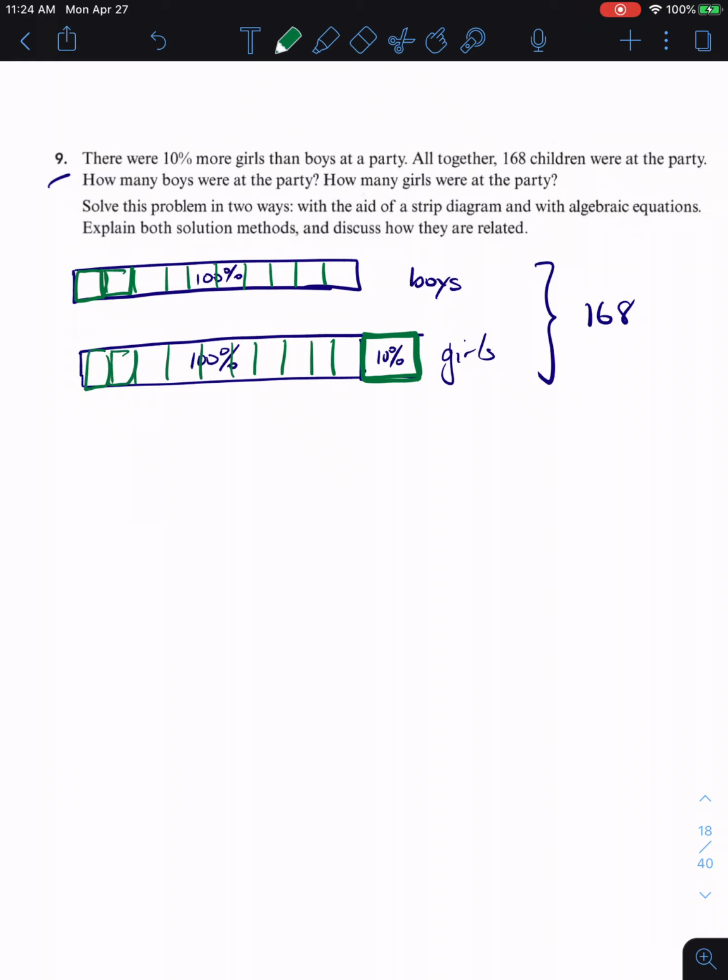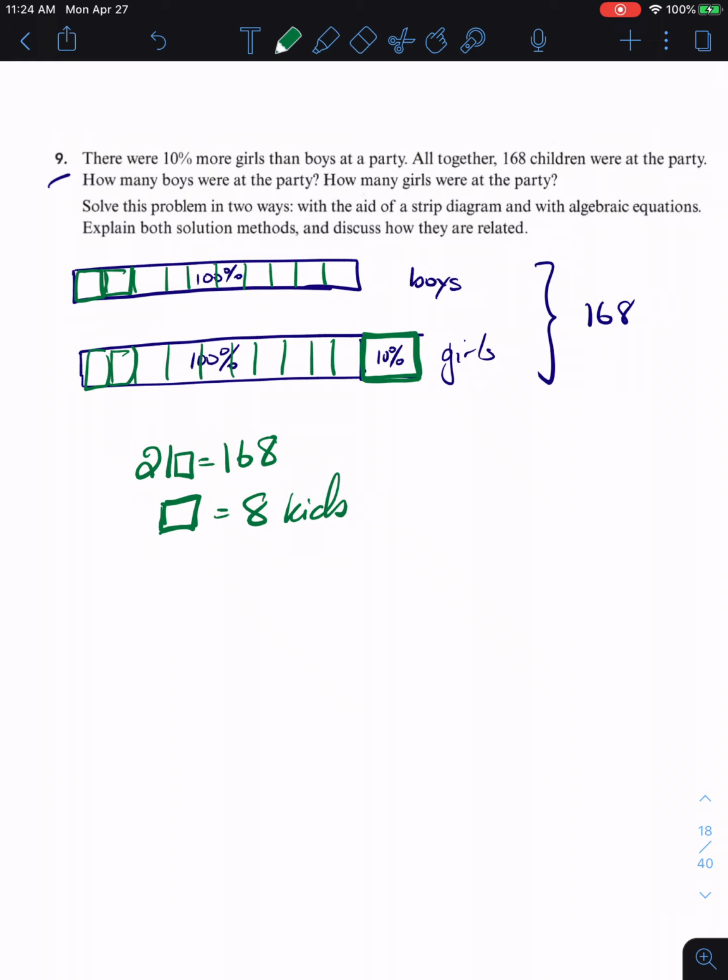10 of them here. So wouldn't there be 21 of those equals 168? 21 of these boxes equals 168 kids. Right. So a box is 8 kids.